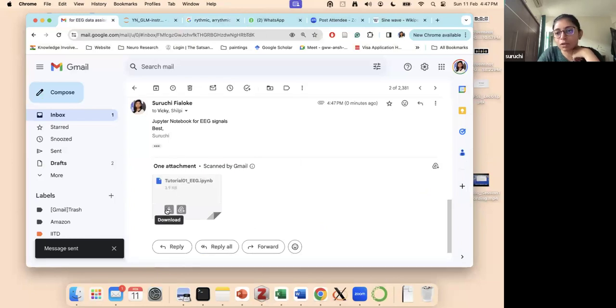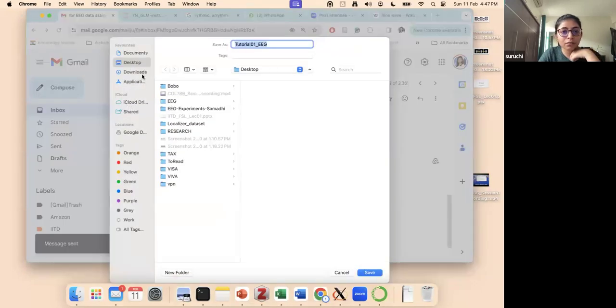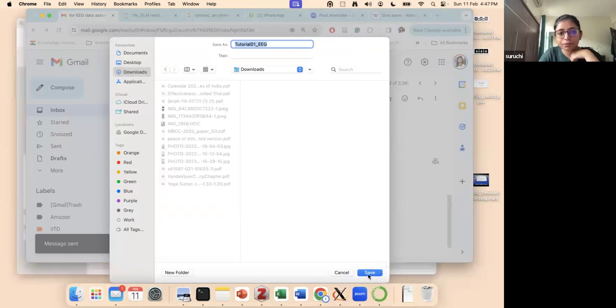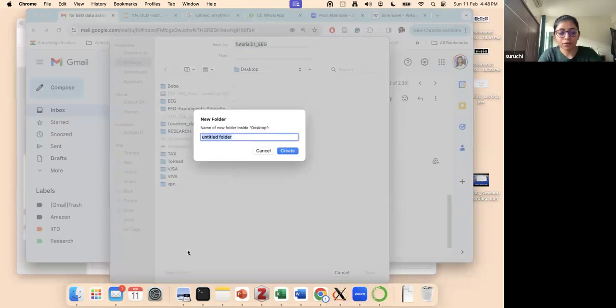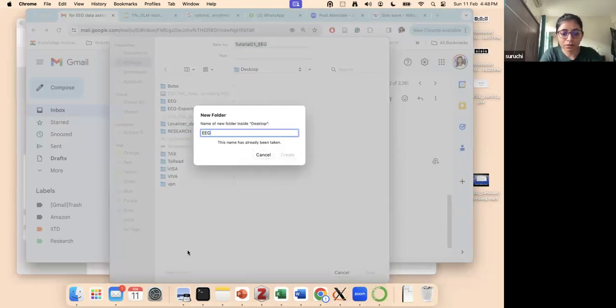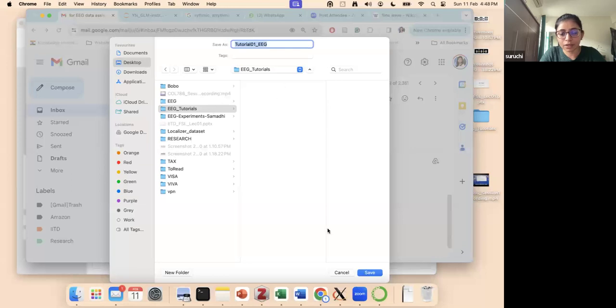So this is how you'll do the process, right? You'll download it. I'm downloading it in my downloads. It's tutorial 1 EEG. It's getting downloaded. Or you can create a new folder on the desktop and call it EEG tutorials. Create and download it there.